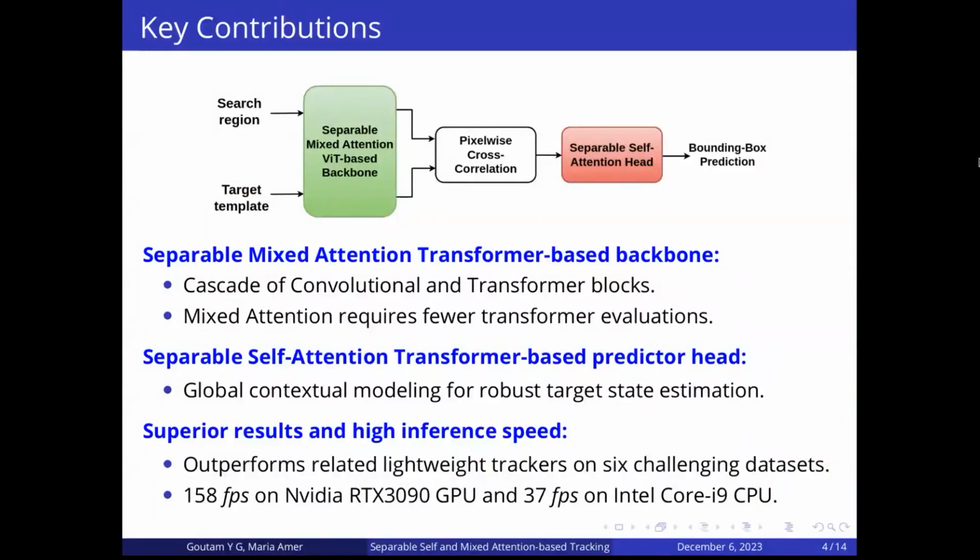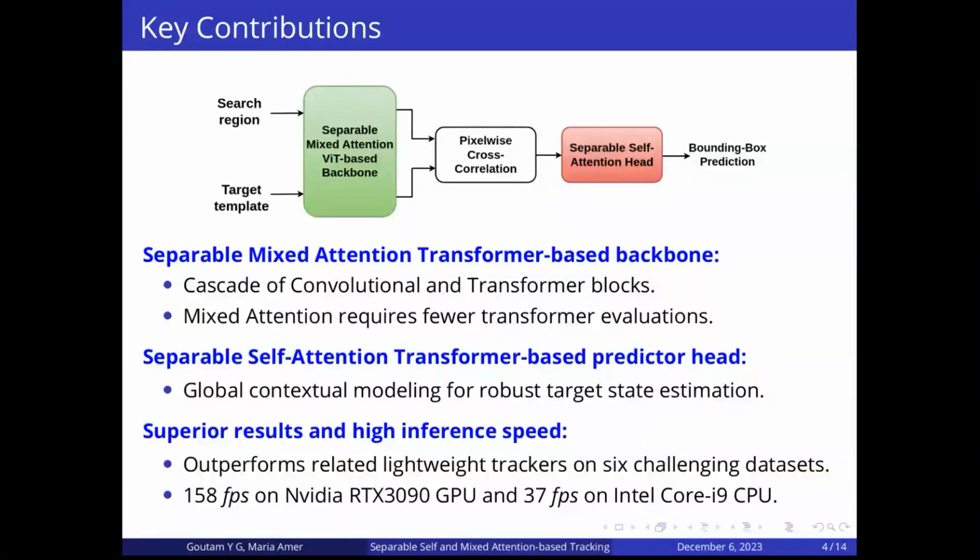To summarize our contributions, we propose a backbone which consists of a cascade of convolution and transformer blocks, and we use mixed attention to fuse the information from the template in the search regions in the backbone. Along with the backbone, we also propose a self-attention transformer-based predictor head, which effectively models the global contextual modeling of features for robust target state estimation.